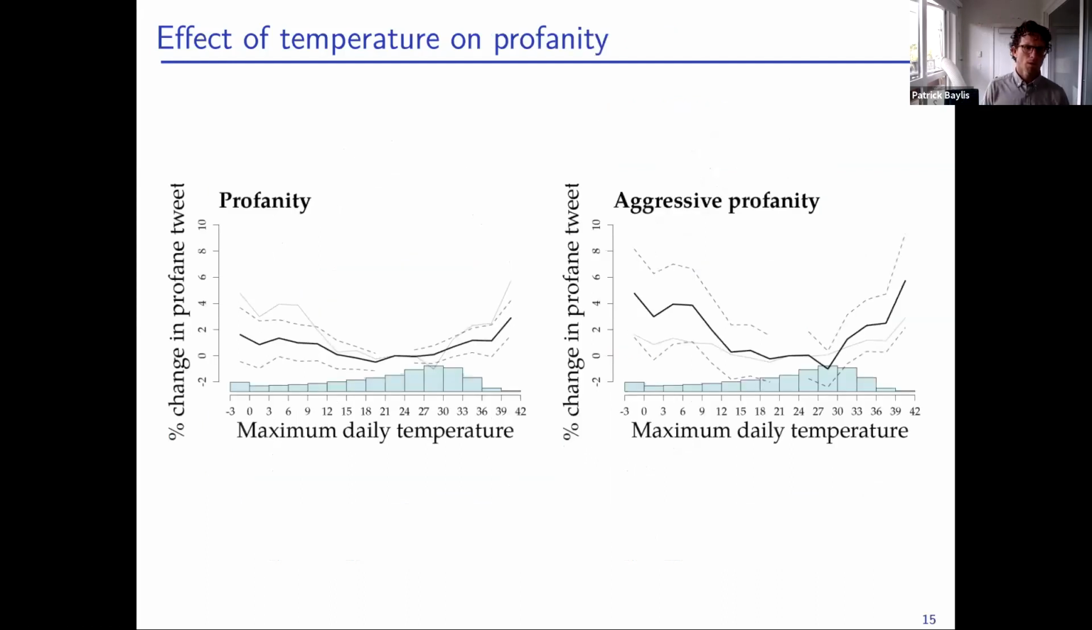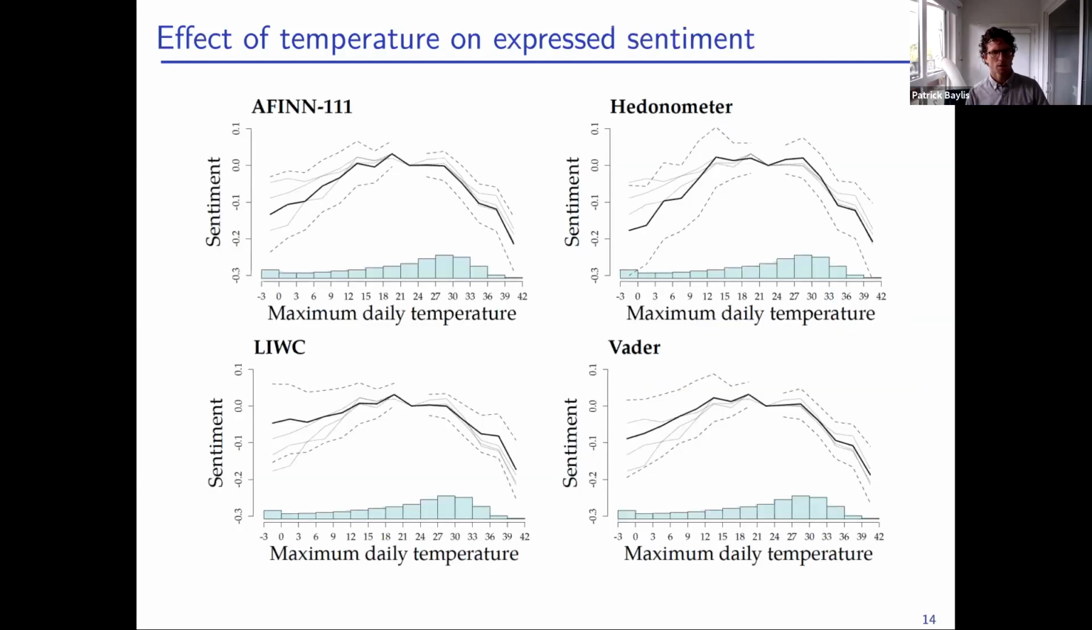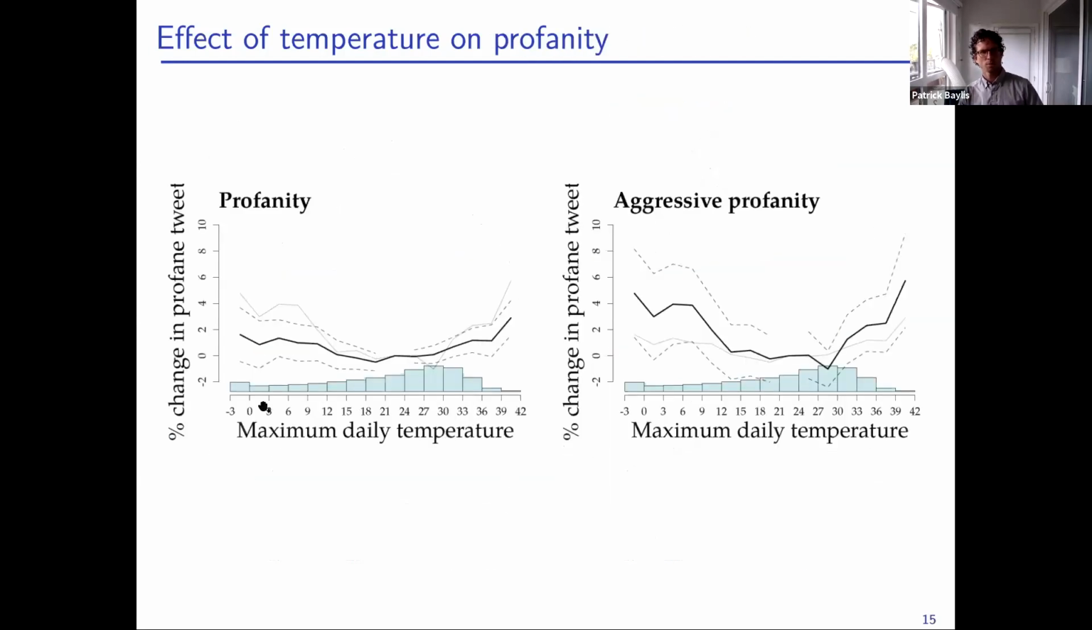Okay, this regression is similar, except rather than looking at sentiment, now I'm looking at the percent change in the number of profane tweets. So the left-hand side is the profanity metric that I told you about. This is a list of about 300 profanities that I found somewhere online. That was a fun day. And then on the right is just a particularly aggressive profanity that I added as a robustness check.